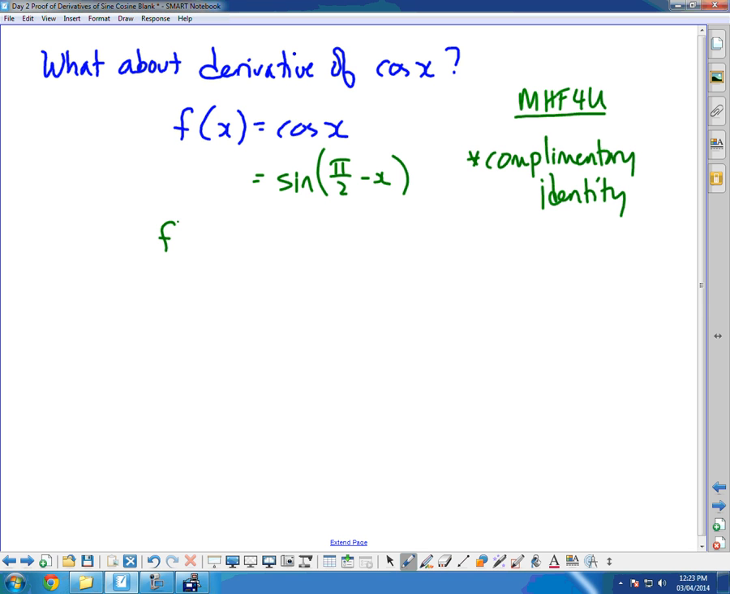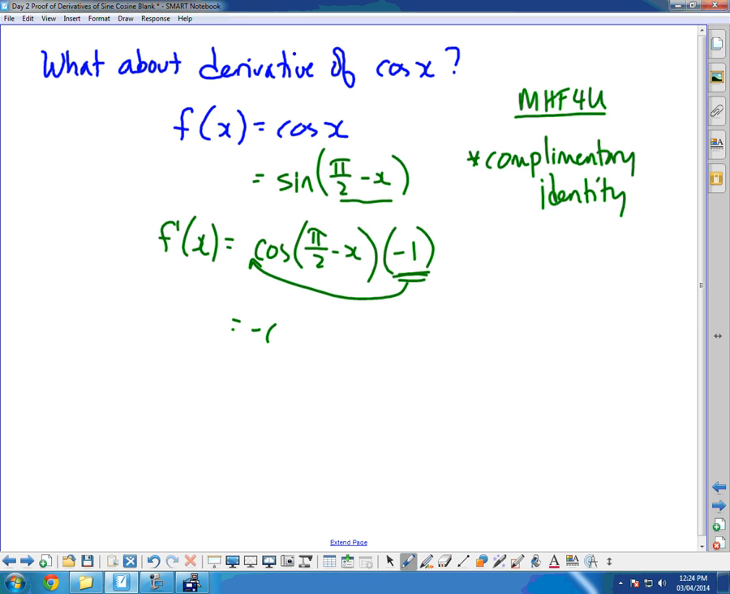So now I'm going to take the derivative of this, and the derivative of sine of whatever is cos of whatever times the derivative of the inside. So in this case, the derivative of sine is cos, and then you have to differentiate inside. Well, differentiating inside, pi over 2 is just a constant, so its derivative is 0, minus x. Well, the derivative of minus x is just minus 1. So naturally, this minus can come out front, and we get minus cos of pi over 2 minus x.